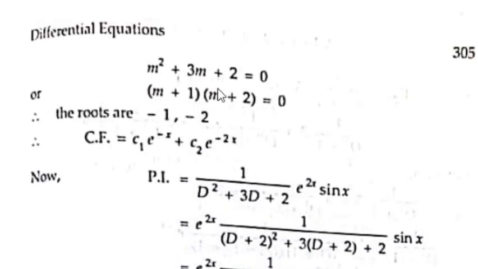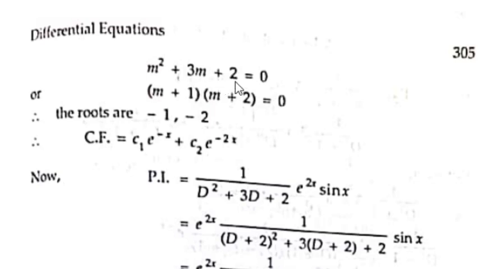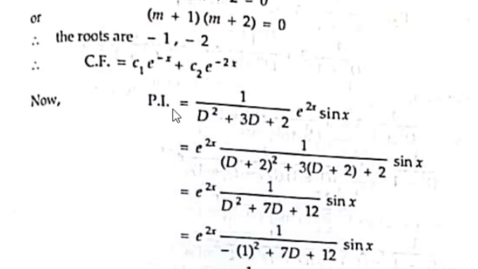as m squared plus 3m plus 2 equals 0, or (m plus 1)(m plus 2) equals 0. The roots are minus 1 and minus 2. So therefore the complementary function or general solution is c1 e raised to minus x plus c2 e raised to minus 2x. And similarly we find the particular integral.